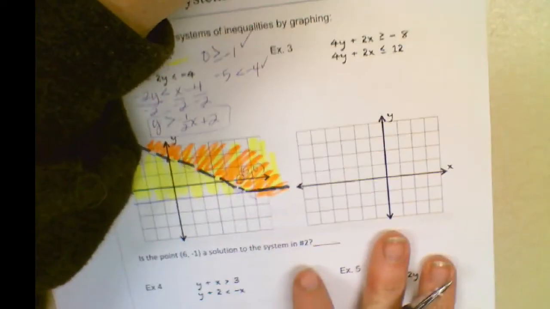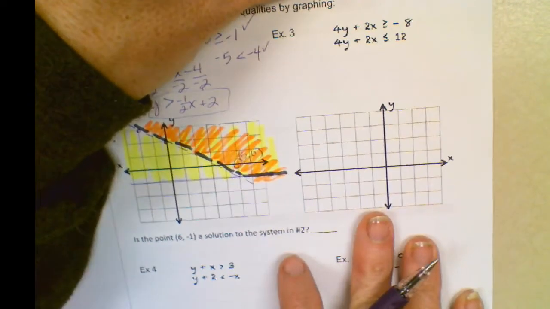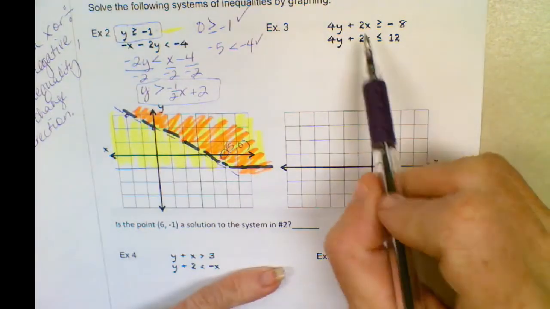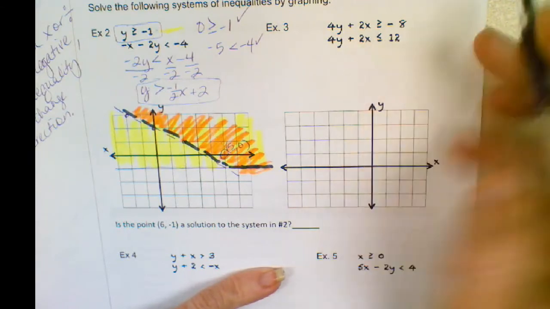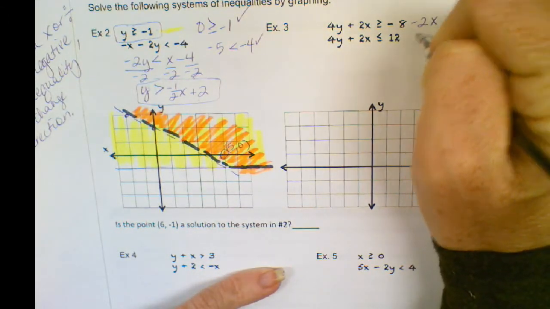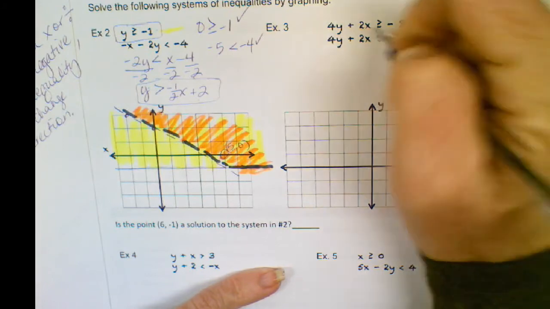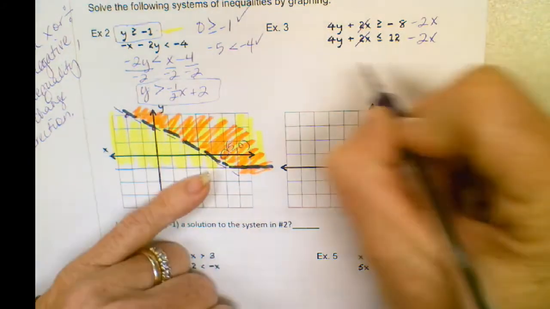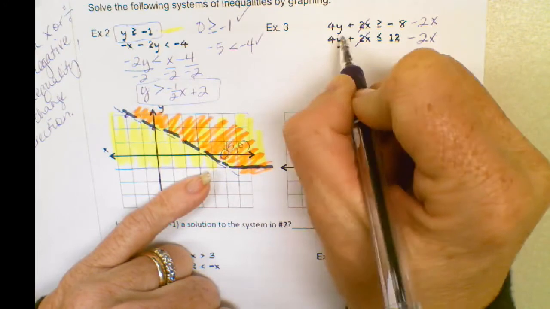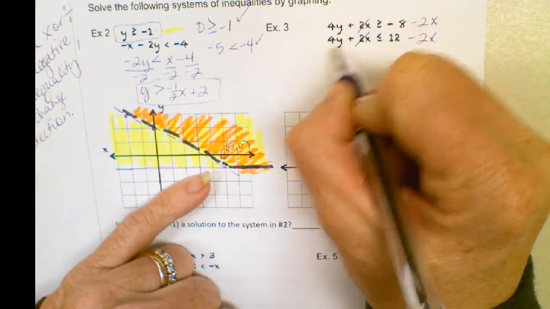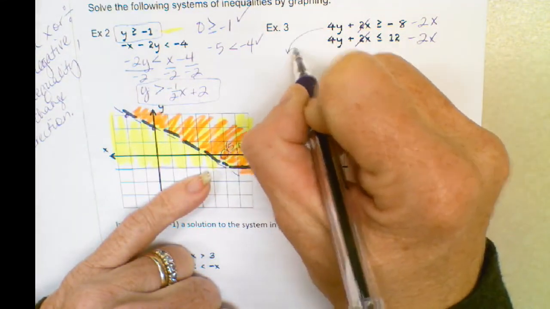All right, let's go on to example 3. First thing I'm going to do is change those both into slope-intercept form. So the 2x is going to get pushed over in both cases. And then, let's see, for both of them, I would need to divide everything by 4. So I'm going to do the first equation here.